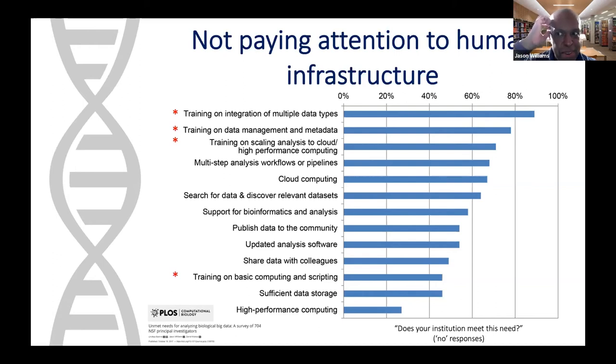Do we need new computers? Do we need more storage space? But when you actually ask people what they need most, it turns out that the top three of these unmet needs is not cloud computing or being able to share their data with colleagues. It really is training on how to use these things effectively. And so I think overall, we spend a lot of time paying attention to physical infrastructures and not human infrastructures.